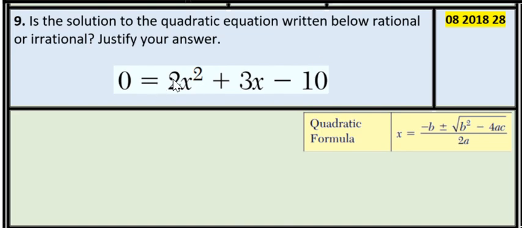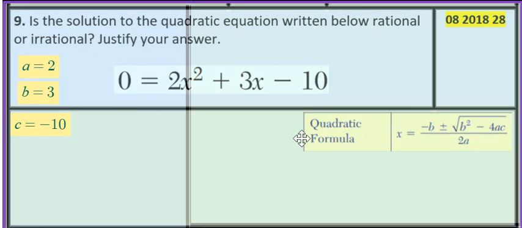A, that's the number in front of our squared term, which is 2. B is the number in front of our x term, which is 3. C is the number all by itself. The constant is -10. So I identify those three things.